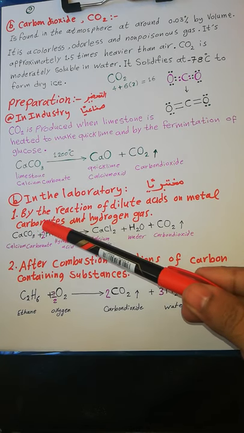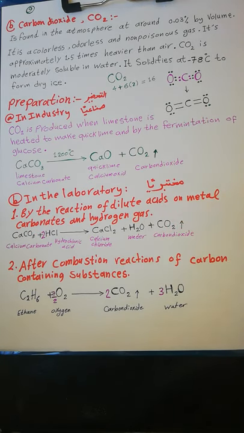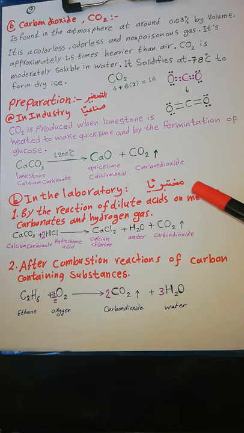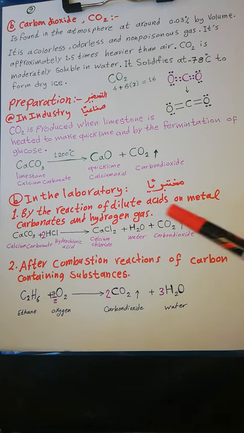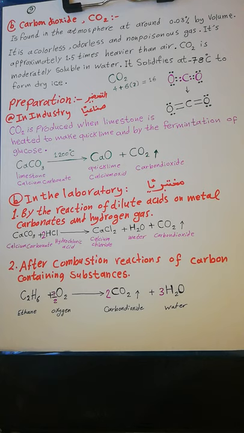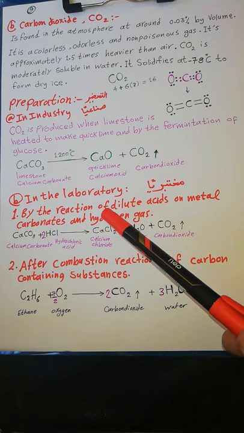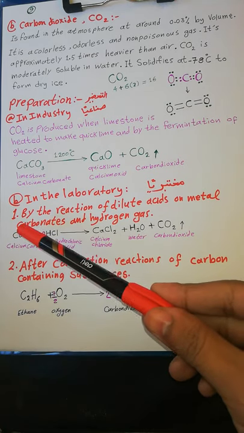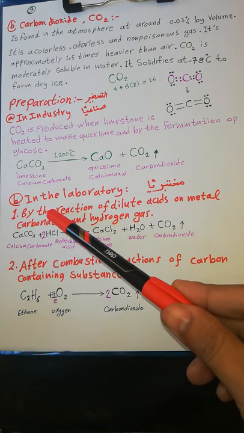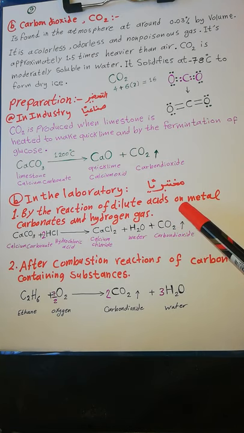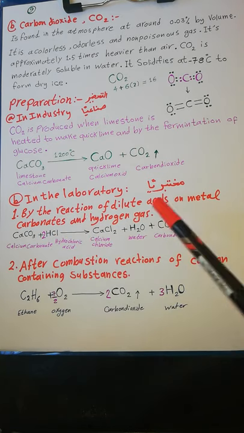First method, by the reaction of dilute acids on metal carbonates and hydrogen gas. The first way in the laboratory to prepare carbon dioxide is by the reaction of dilute acids on metal carbonates and hydrogen gas.